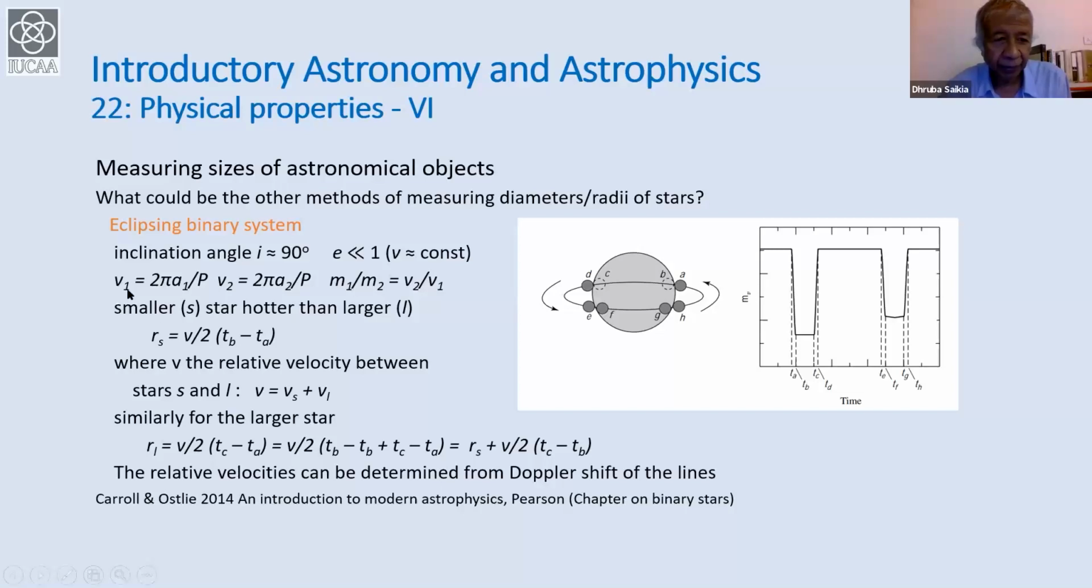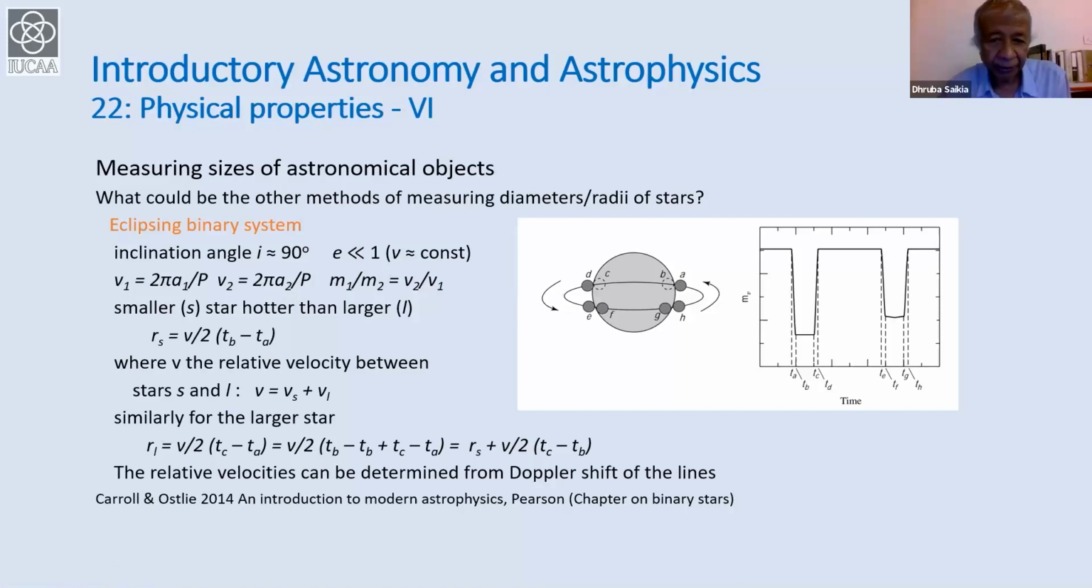Now, you can see from here that just by assuming a circular orbit, I can write down the velocity of the stars as 2 pi a1 over P, which is the period. This is nothing but v equals r omega, which you're familiar with from very basic physics. So omega would be 2 pi nu, and nu is 1 upon P over here.